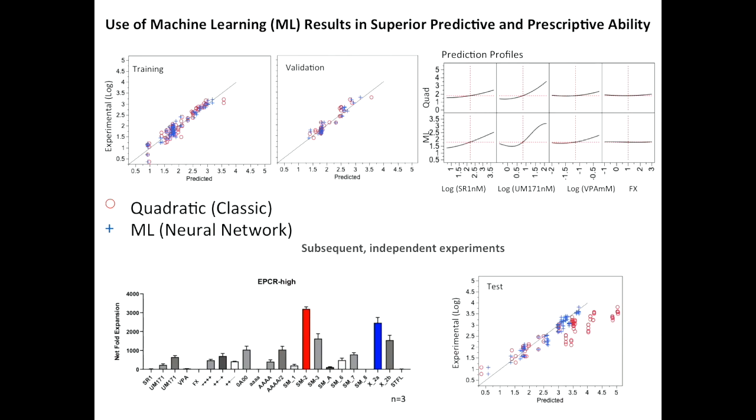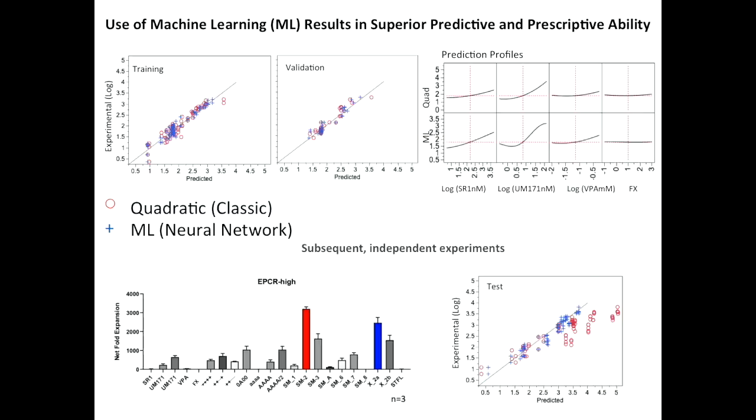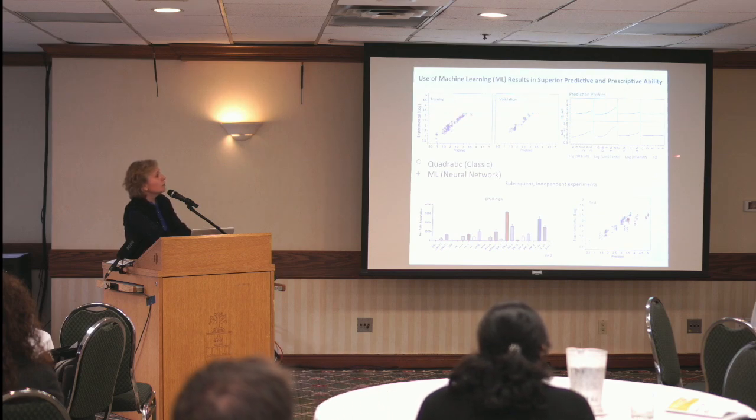And so we used machine learning to try to obtain a better fitting model, a more predictive model. You can see here the comparison between the classic quadratic model that I started talking about that didn't work so well, and the machine learning model with the blue cross. In terms of the training and validation, the machine learning model did well. Interestingly, if you look at the prediction profiles for the quadratic and machine learning models, those are the response curves for the 4 factors.